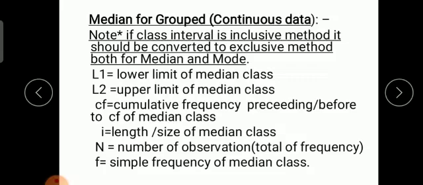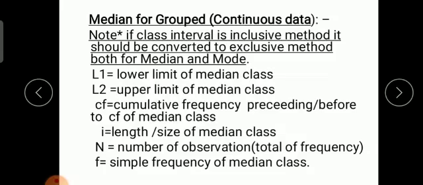Keep this in mind while solving median and mode sums. If it is given in exclusive, you can start the problem directly, but if it is inclusive method, then you will have to convert it to exclusive. For example, exclusive method is 0 to 10, 10 to 20, 20 to 30. There is continuity. Whereas in inclusive, it is 0 to 9, then the next class interval begins from 10 to 19, then 20 to 29 and so on. So you need to convert it first.